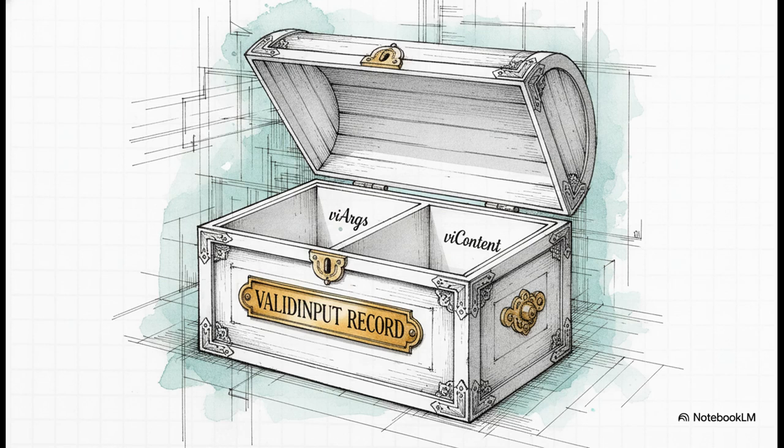Specifically, Ang wrote a ValidInput data type with two clearly defined fields, vargs for the arguments and vcontent for the byte string. It perfectly encapsulates the parsed arguments and the file content under one meaningful name. It actually holds the exact same fundamental information as the old tuple, but it wraps it up in a concrete identity, and that fundamentally changes how the rest of the application interacts with it.